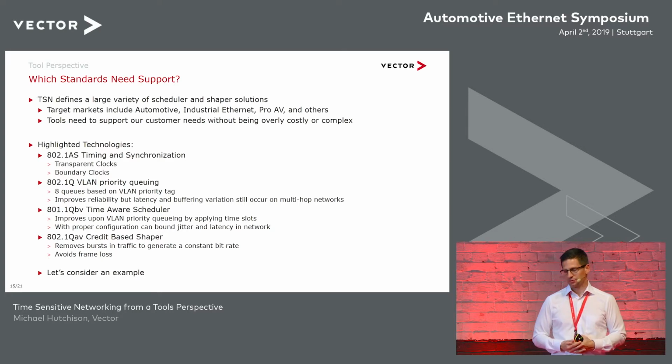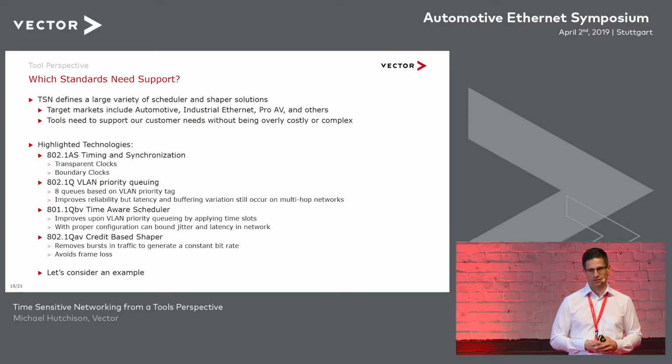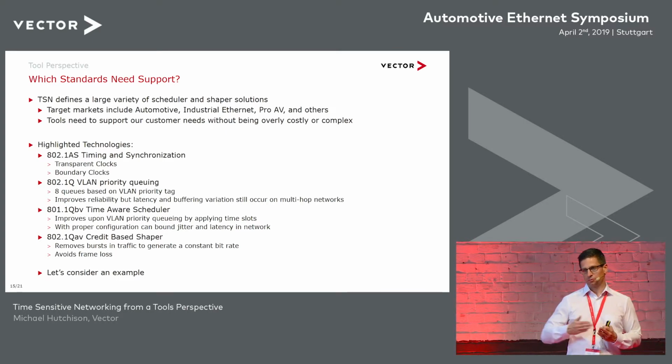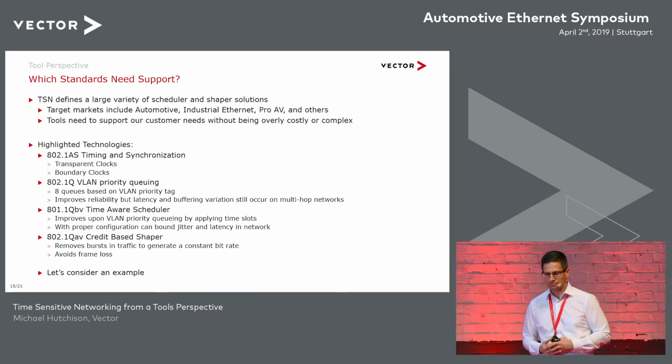The second technology would be VLAN priority queuing. So this is the most basic form of prioritization in the network, where we might have 8 queues available, or 2, depending on the configuration, and we would use the priority in the VLAN tags of the packets coming in. Here we can have more reliability, and in a simple network it's definitely adequate, but as you end up running across multiple hops in your network, the VLAN priority queuing starts to break down.